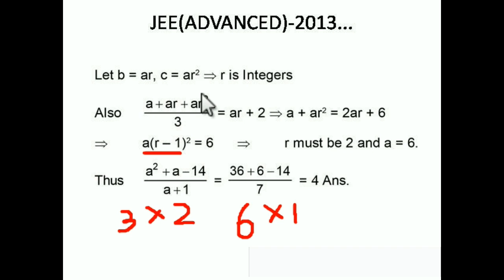So we have the series, but we don't need to write the series because we have to just find out this particular value. That means a square plus a minus 14 upon a plus 1. Just put this 6 here and you will get the answer. 6 square, that is 36, plus a, that is 6, minus 14 by 6 plus 1, that is 7. So just simplify this, and in the numerator we have 28 and here we have 7, so it's 4. So 4 is my right option.